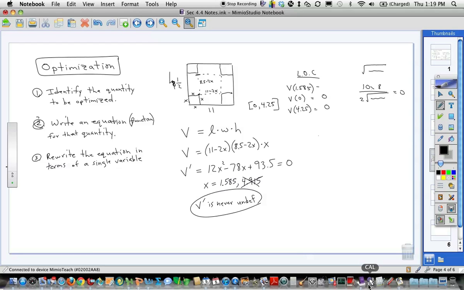Anybody got that yet? Go ahead and do it. Let's see what we get. Pretty well convinced that that one candidate is going to be our max.